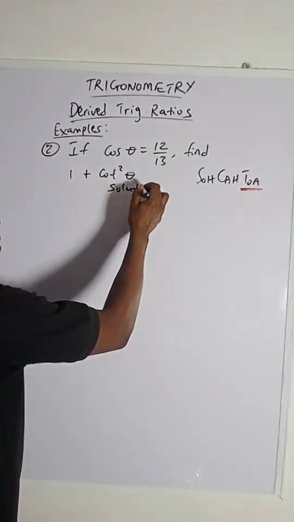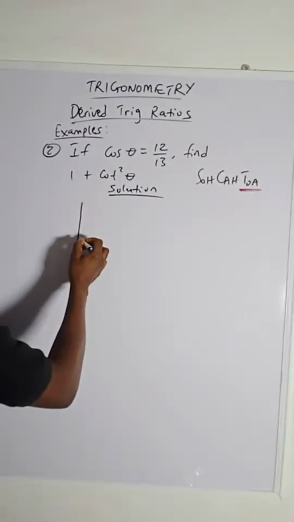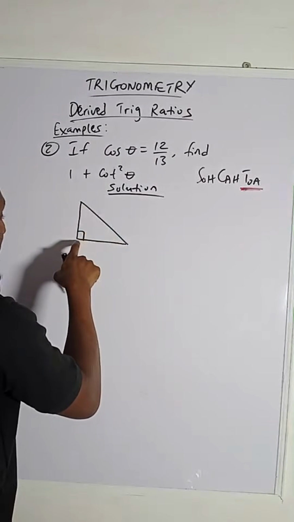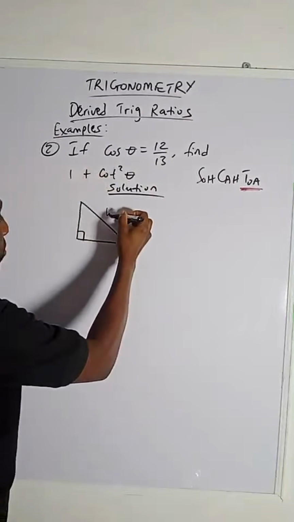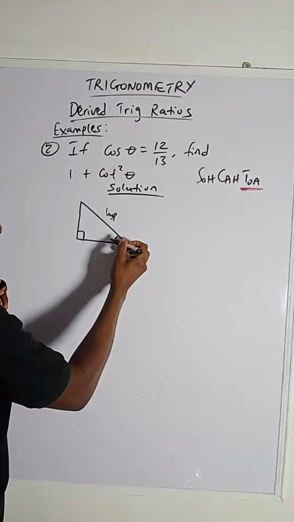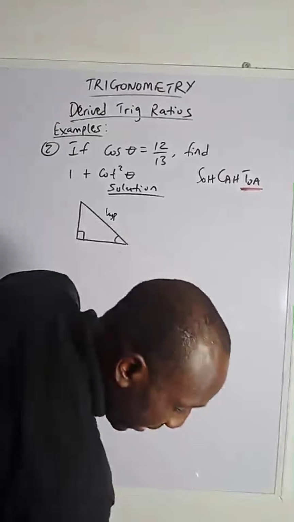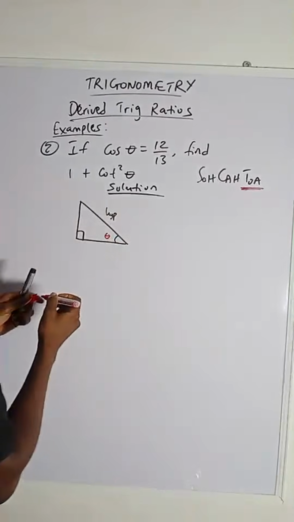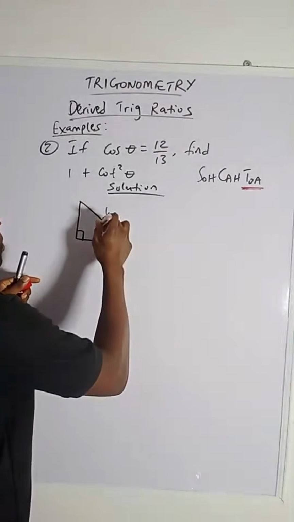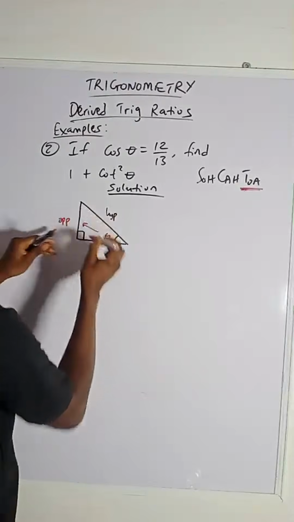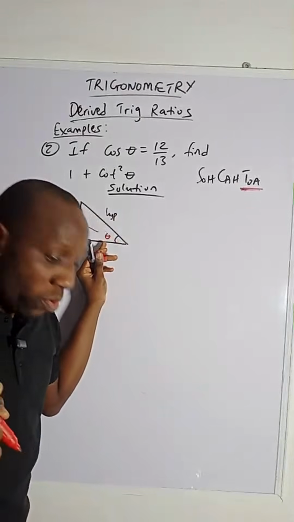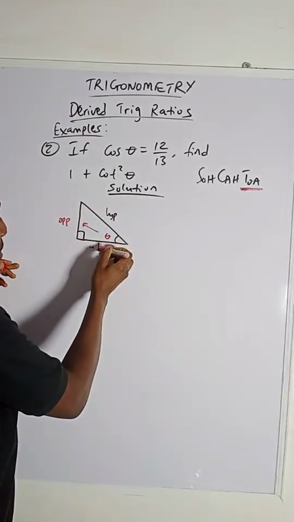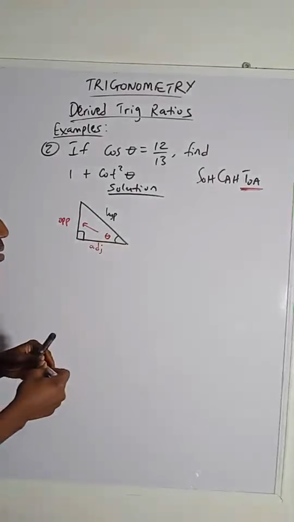So solution, I'm going to draw a right angle triangle. And again, this side is the hypotenuse. If you make this the angle, let me give it a nice color, this is theta. If this is the angle, then this is the opposite, the side facing the angle. Now the third side becomes the adjacent. Does that make sense?